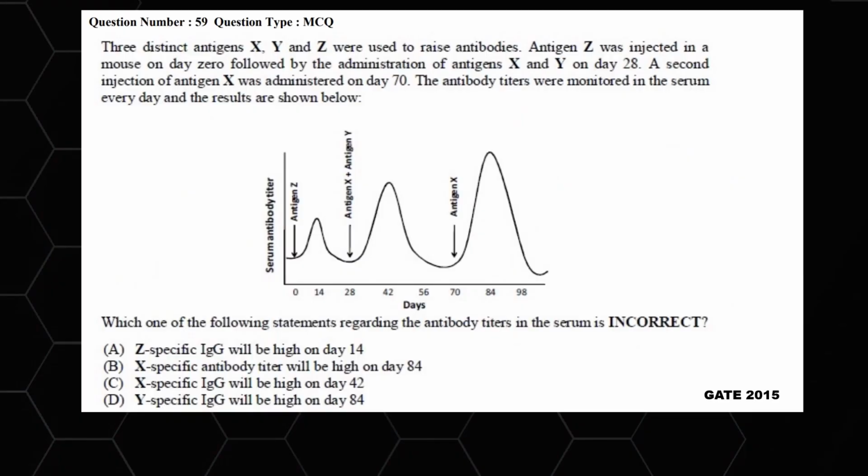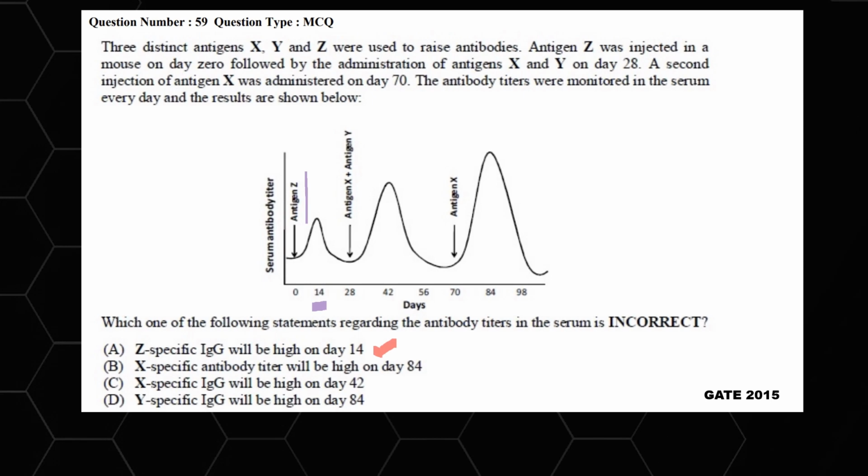So coming back to the question, the first statement was that Z specific IgG will be high on day 14. If you could see here, on day 0 we have Z antigen, and on day 14 we have a peak. So definitely this statement is right, that on day 14 we will have Z specific IgG. Okay, so the first statement is correct.